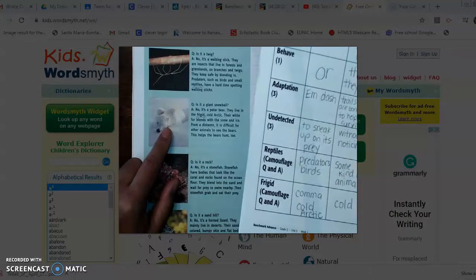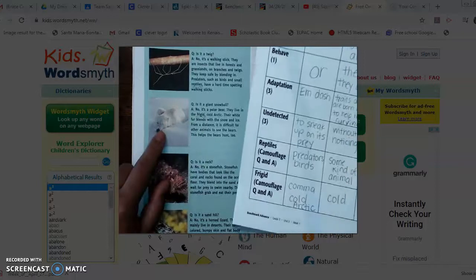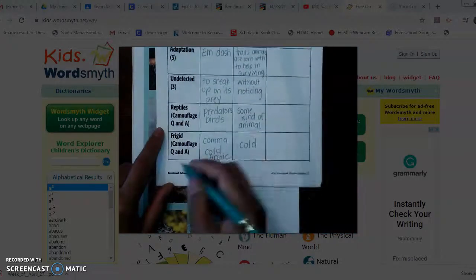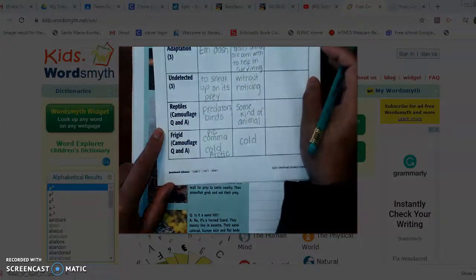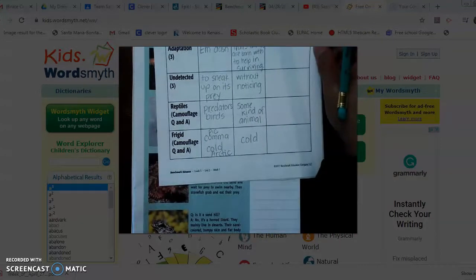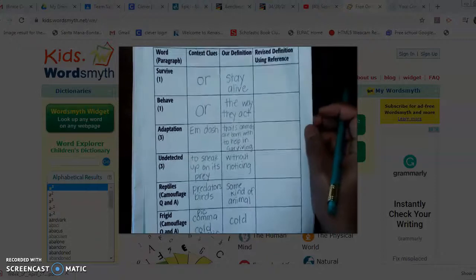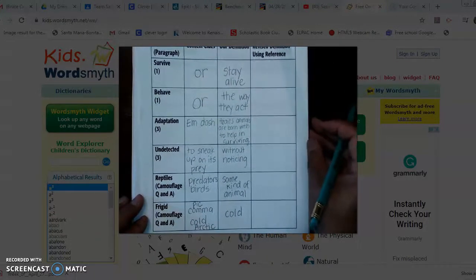My picture. The word frigid was used to describe the polar bear. So, right here in my context clue, I'm going to even write the word picture. My picture is giving me the context clue to help to describe what the word frigid means. Okay, there is our context clues chart. I'm going to give you a moment if you need to pause to fill out your chart.